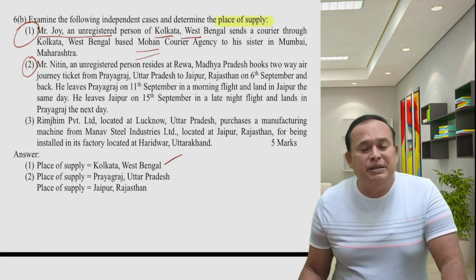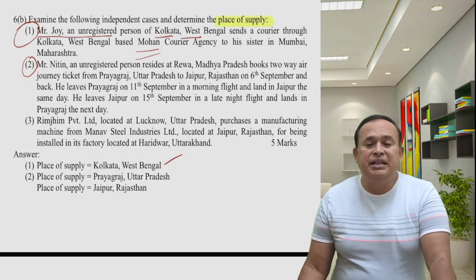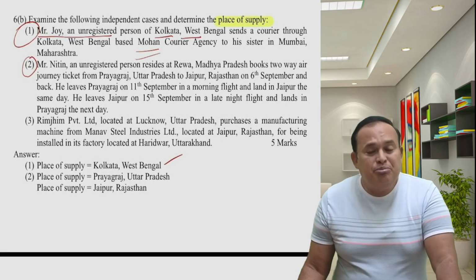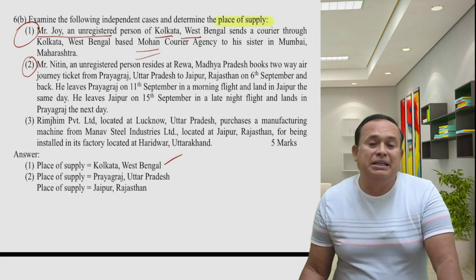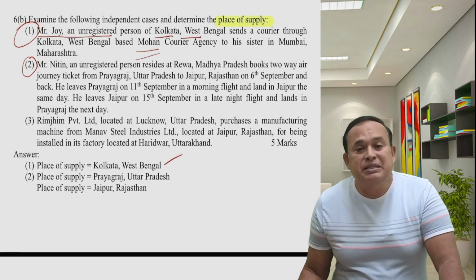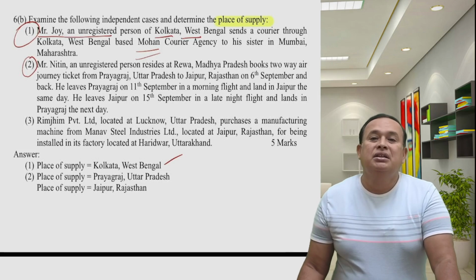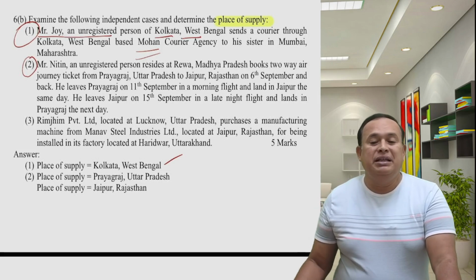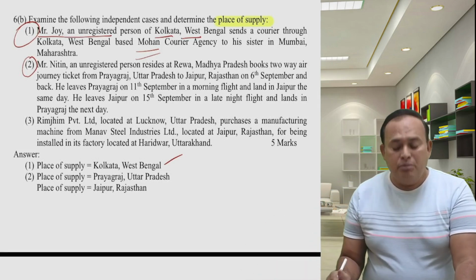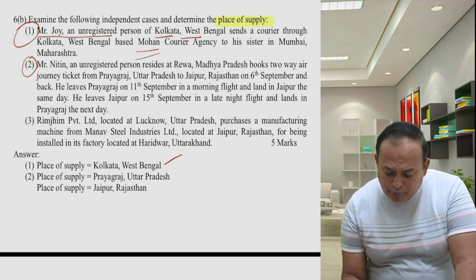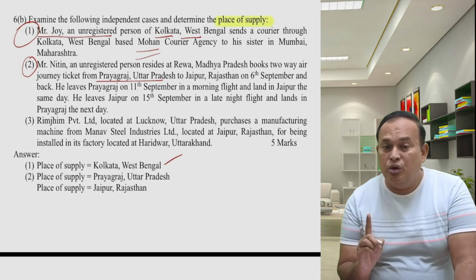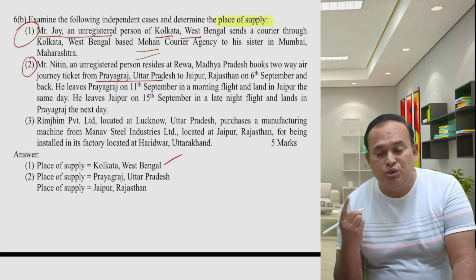In that case, my dear friends, if the recipient is a registered person, the place of supply is the location of the recipient. If the recipient is an unregistered person, the place from where the recipient embarks is the place of supply. He embarks in the first leg from Uttar Pradesh. So the first leg of leaving is Uttar Pradesh.